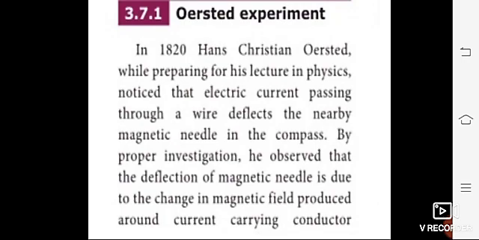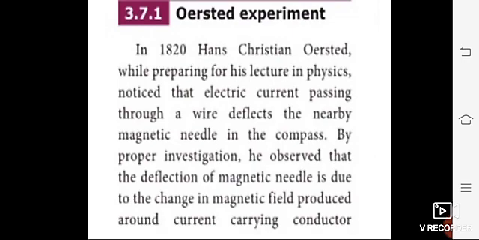By proper investigation, he observed that the deflection of the magnetic needle is due to the change in the magnetic field produced around the current carrying conductor. So according to the Oersted experiment, when current passes through the wire, the space around the current carrying wire is occupied by the magnetic field. It is producing a magnetic field.